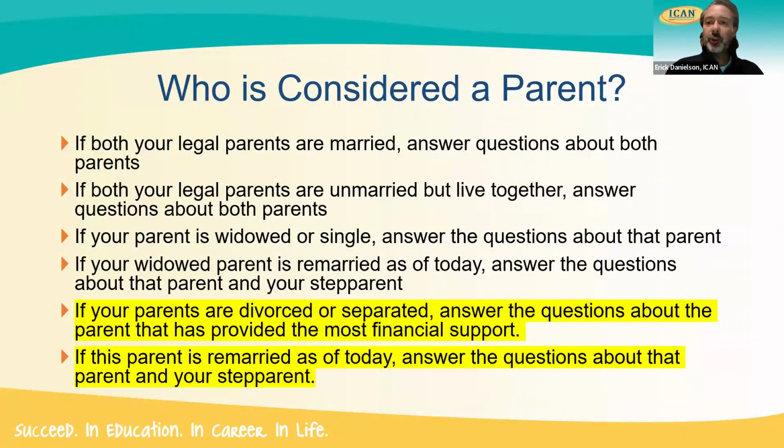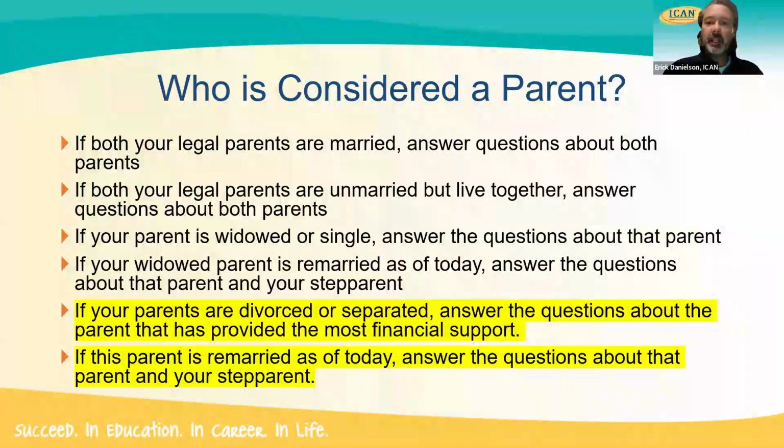Who is going to be considered the parent contributors on a dependent student's FAFSA form? If both legal parents are married, we're going to answer questions about both parents. If those parents filed joint taxes in 2023, which is what this FAFSA form is going to be asking about, 2023 tax information, only one of those parents would need to get a studentaid.gov account to be able to fill out the form. If for some reason those parents filed a married filing separate tax return in 2023, then both parents would need to get studentaid.gov accounts to be able to complete their sections on the form.